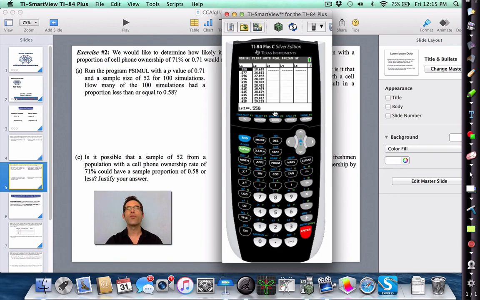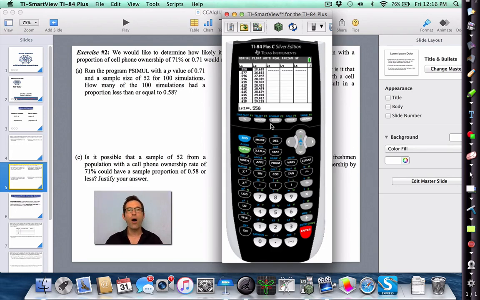Okay, so we've already sorted this list into ascending order. And what we see is our first sample proportion, 0.558. Now remember, what's happening here, I want you to understand this, is it's like the computer is closing its eyes. There's a population of people out there, 71% own cell phones, and it grabs a person, grabs a person, grabs a person, and so on. It gathers up 52 of them, counts the number of them that own cell phones, divides by 52, and gets our proportion.